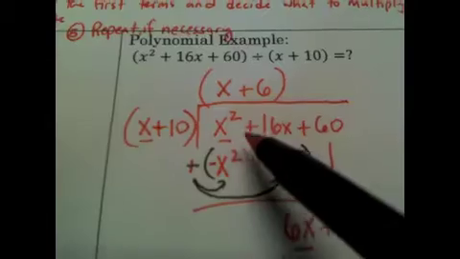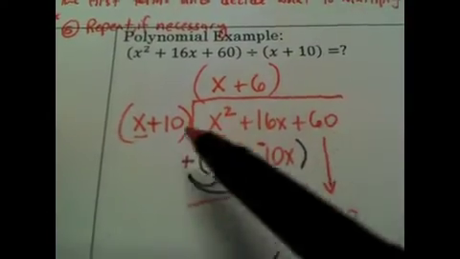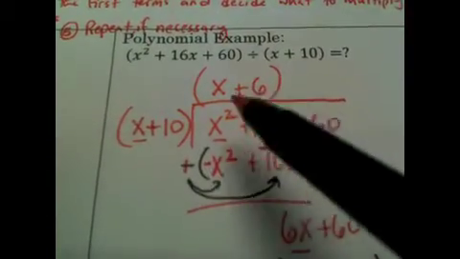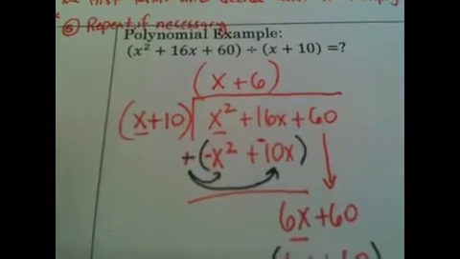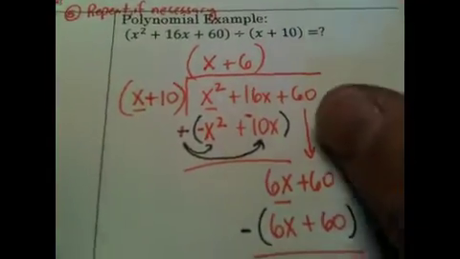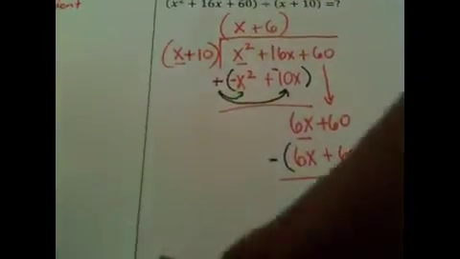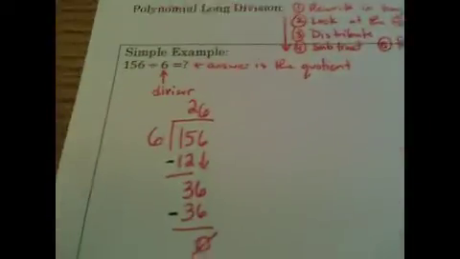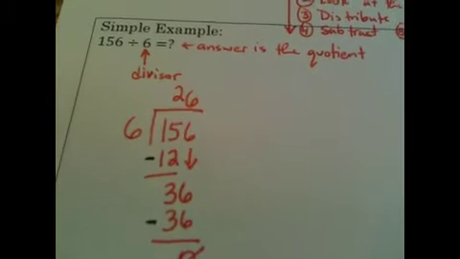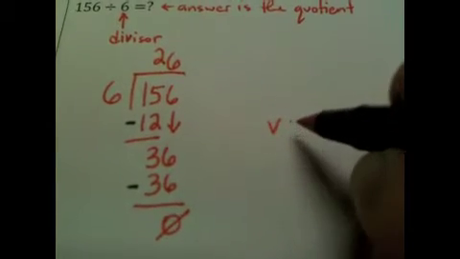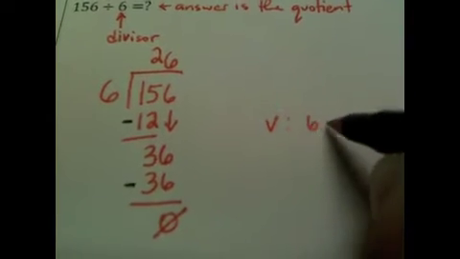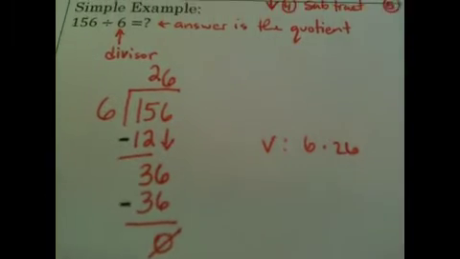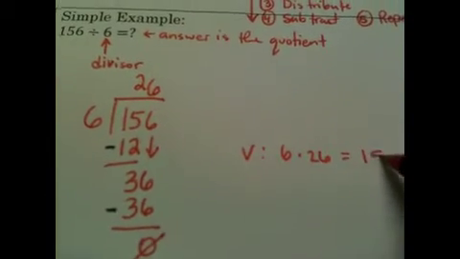When we take x squared plus 16x plus 60 and divide it by x plus 10, we get a quotient of x plus 6. Okay? How do you know if you got this right? A great way to see if you got this right is to check it. If we took the number 156 and divided it by 6, a way we could check ourselves would be to take 6 and multiply times 26. And when you do that, you will get 156.